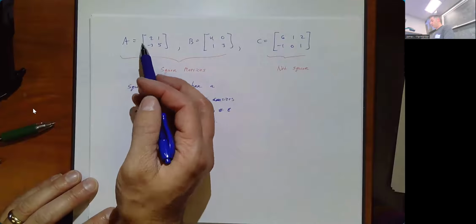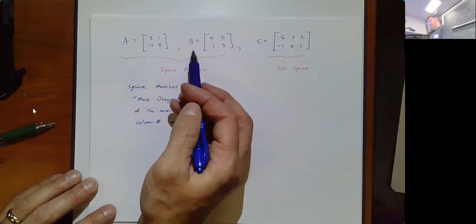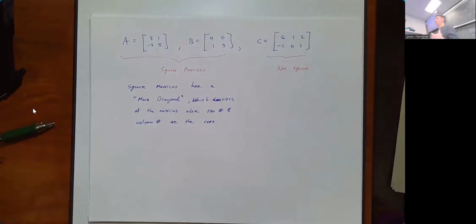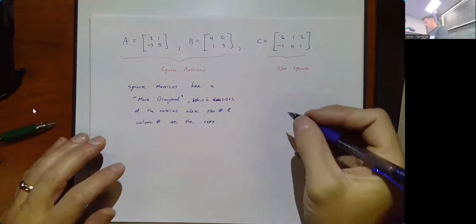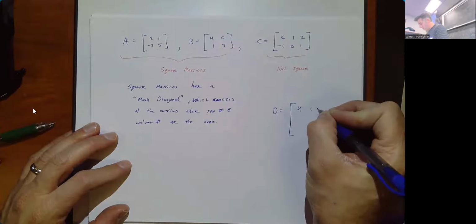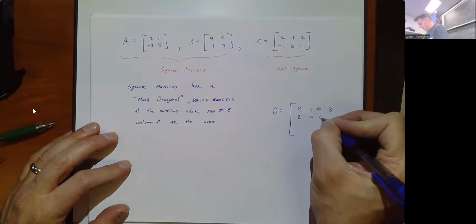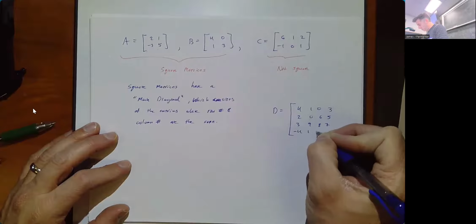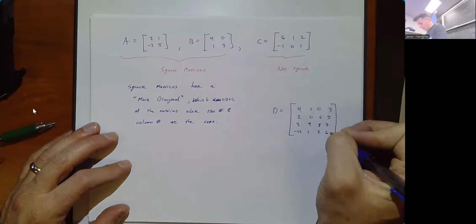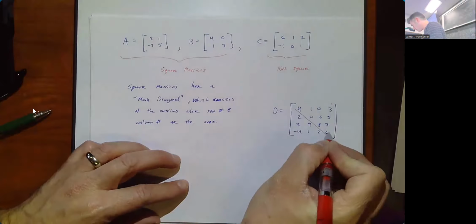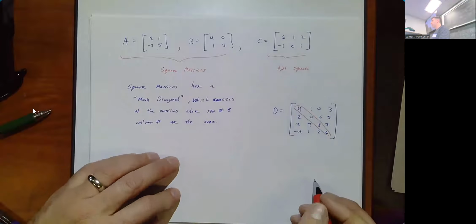And there's a lot of words to get at the fact that for A, we would say the main diagonal was 2, 5. For B, the main diagonal was 4, 3. That's it. When you're talking about the main diagonal, you're just starting at the upper left-hand corner, going down to the lower right-hand corner. So if I made up another matrix, say D equal to 4, 1, 0, 3, 2, 0, 6, 5, 3, 9, 8, 7, negative 4, 1, 2, 6. The main diagonal is 4, 0, 8, 6. There's your main diagonal.